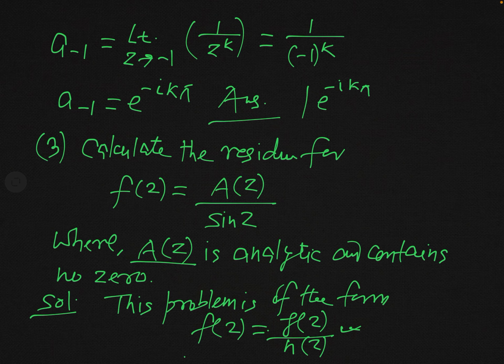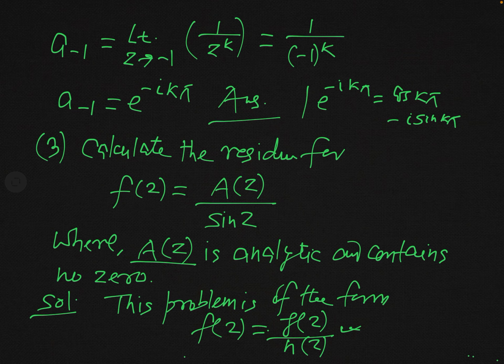You can verify by finding the value of e to the power minus ik pi. As you can see here, e to the power minus ik pi will be equal to cos k pi minus i sin k pi, and this is actually equal to 1 over minus 1 to the power k.